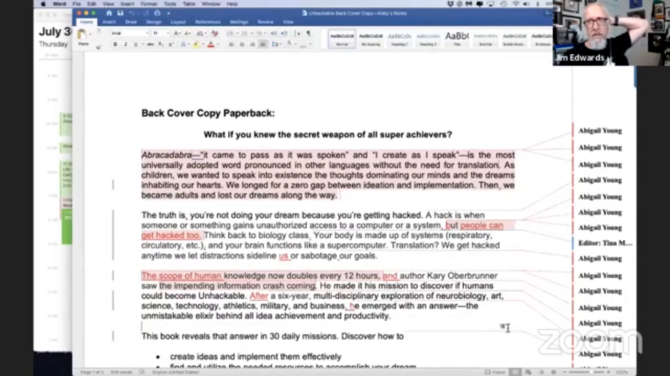It's almost like, this is not just another self-help book. So you could do a two-part: this is not just another self-help book. This is the secret weapon of all super achievers, whether they know it or not. Something like that. Because this is a crowded field that you're going into. So if you can tell them this is not the same as every other book.